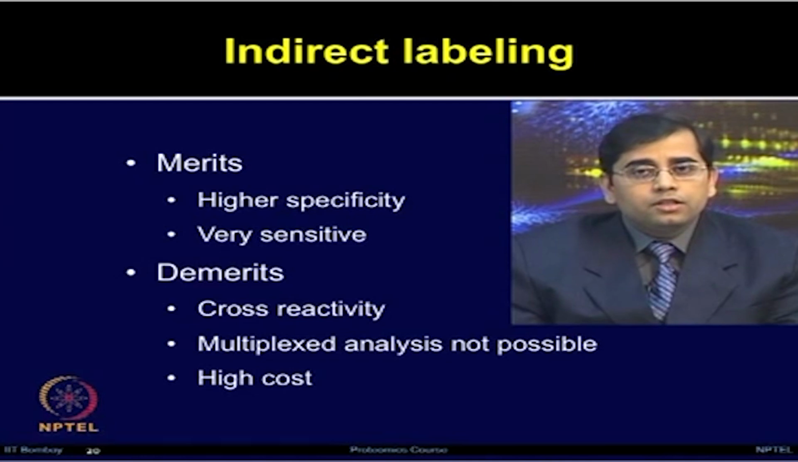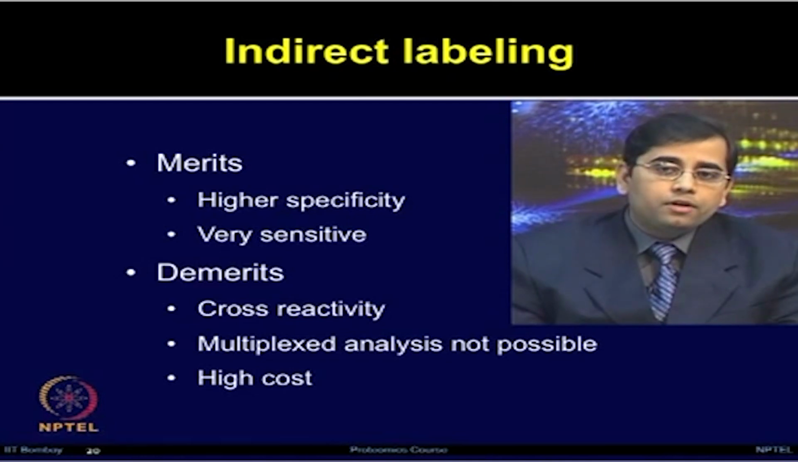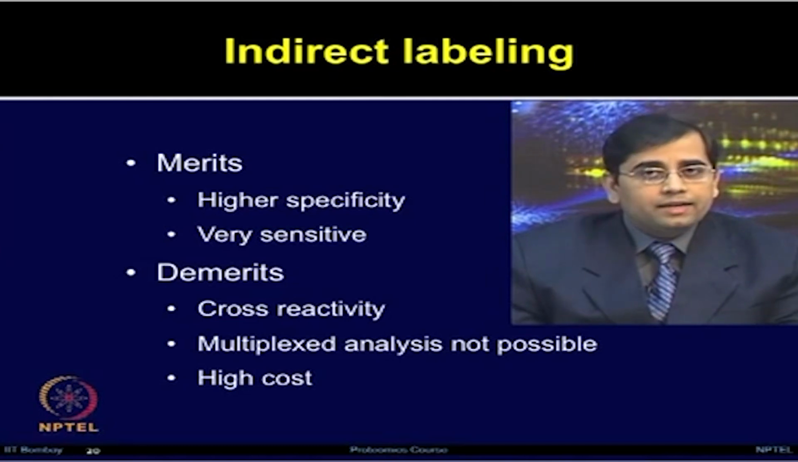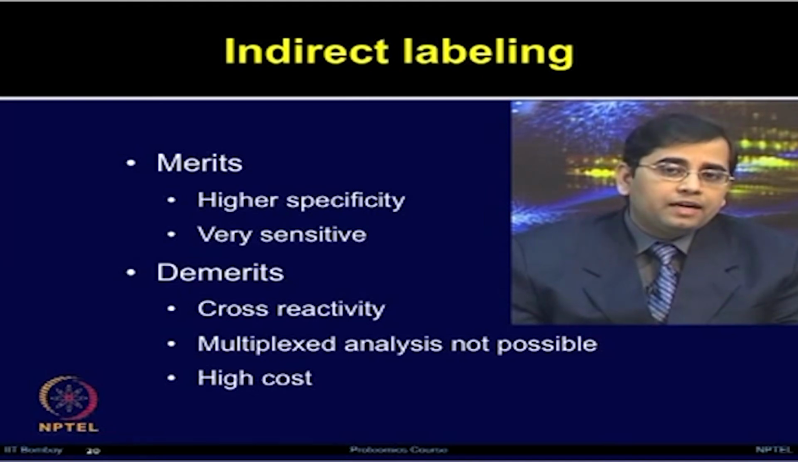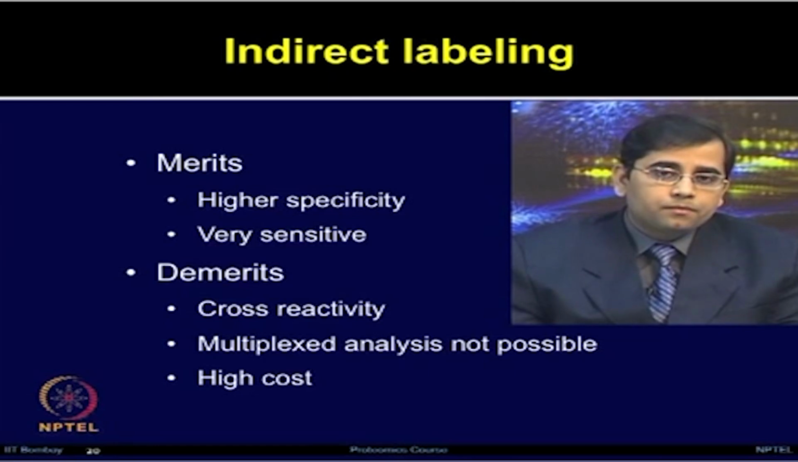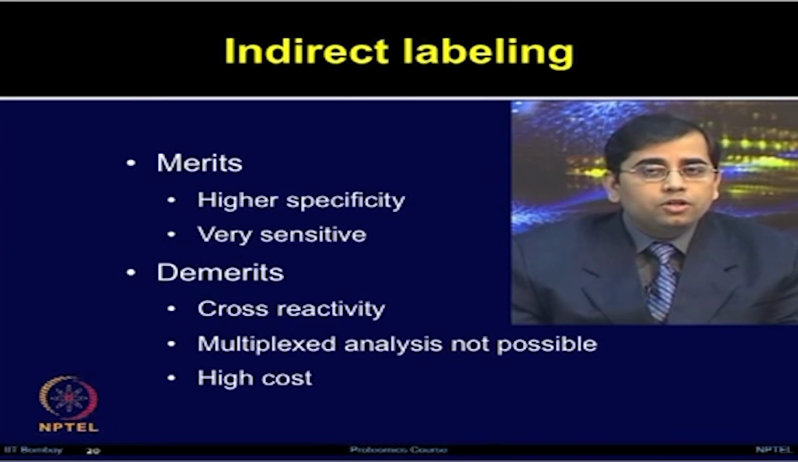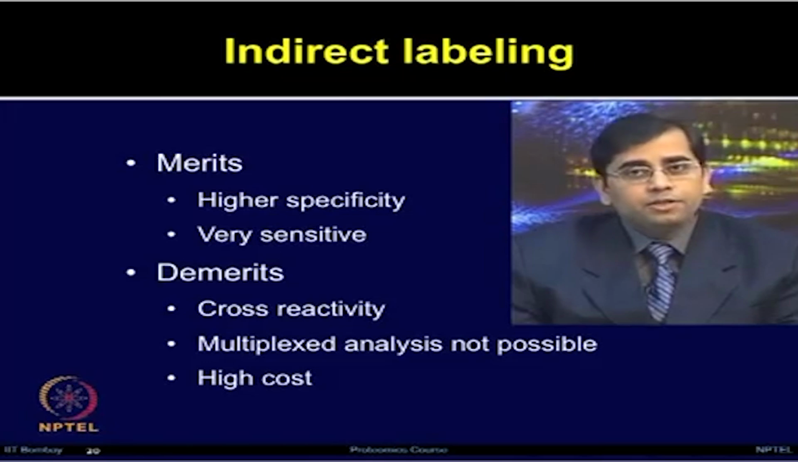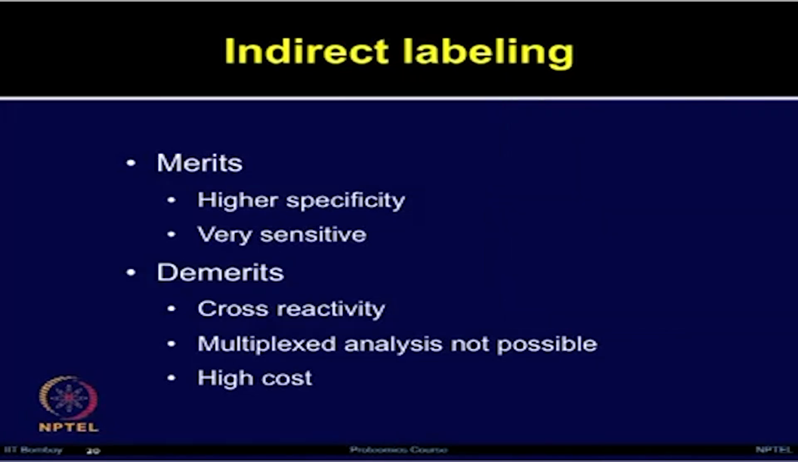For example, the use of sandwich assay for multiplex detection is usually limited to a few targets, like 30 to 50 targets, due to lack of specific antibodies for all the purified antigen targets. It can also lead to cross reactivity. Multiplexing analysis is not easily possible and high cost is also required. So, these are some of the demerits or limitations of indirect labeling methods.